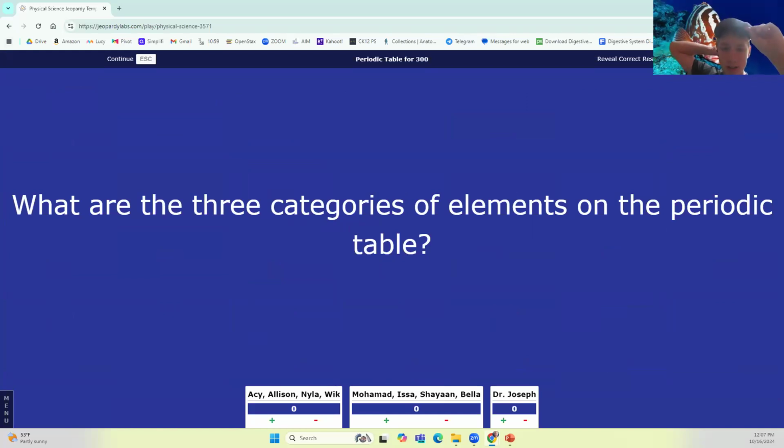Metals, non-metals, metal, non-metal, and oh my god, why am I not remembering this? Metal, non-metal, and metalloid. I can help. There you go. Excellent.